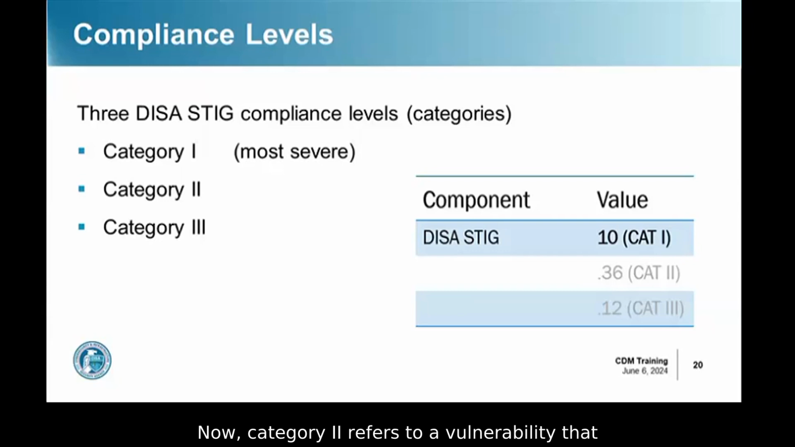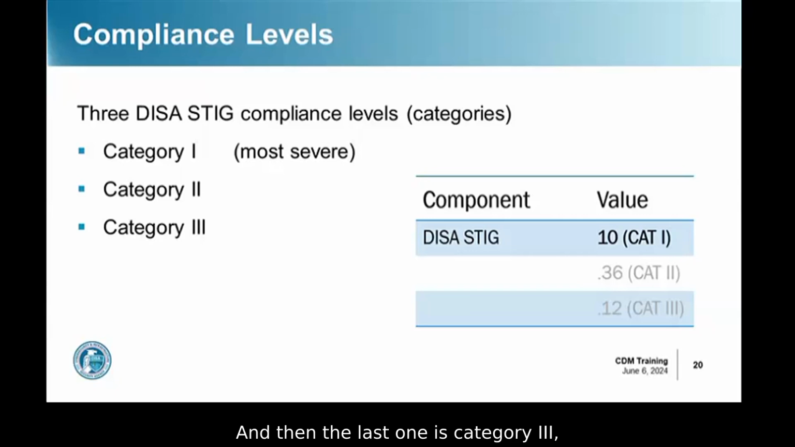Now, Category 2 refers to a vulnerability that can result in a loss of confidentiality, availability, or integrity, but it's a little less severe in that it can result in personal injury, damage to equipment or facilities, or possibly degrade the mission. So again, a little less severe, but category 2s can easily become category 1s.